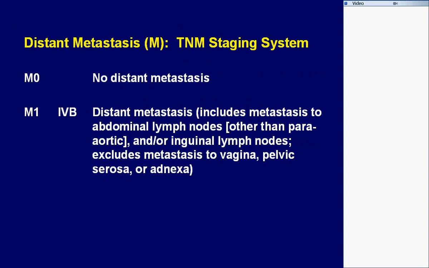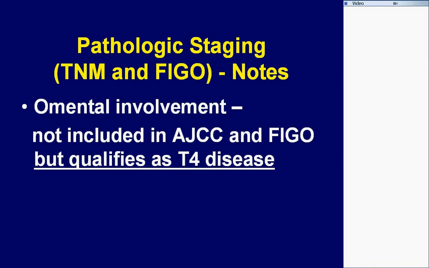Distant metastasis is kind of self-explanatory. I'm not going to talk much about it. What I am going to tell you, though, which is not mentioned in the TNM document or the FIGO document, is that sometimes you get omentum, and the omentum shows carcinoma. And then the question is, where do you put it? Well, AJCC and FIGO actually don't have anything on it as yet, surprisingly. But when I talk to my gynecologists, and I've talked to several of them, if you see tumor in the omentum, this is regarded as T4 disease. So it's a big issue.